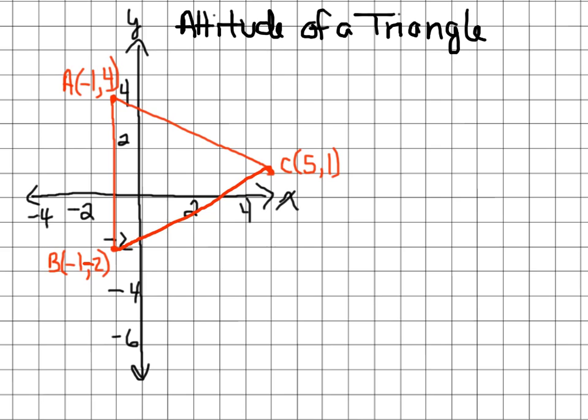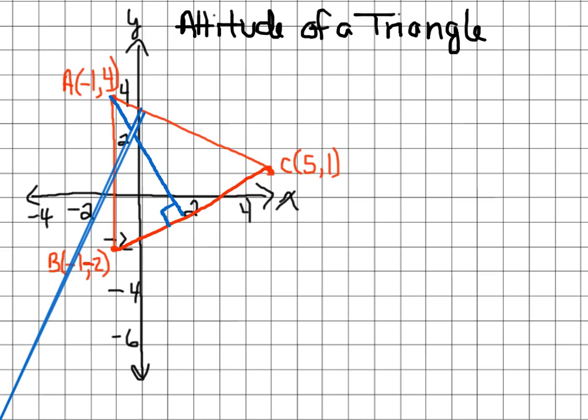And so what we'll do now is look at, first of all, the equation of the altitude. So the altitude will look something like this. It will be the line that is from vertex A and perpendicular to side BC. So if I wanted to determine the equation of this line, there are two pieces of information that I will need. I will need the slope and the y-intercept.